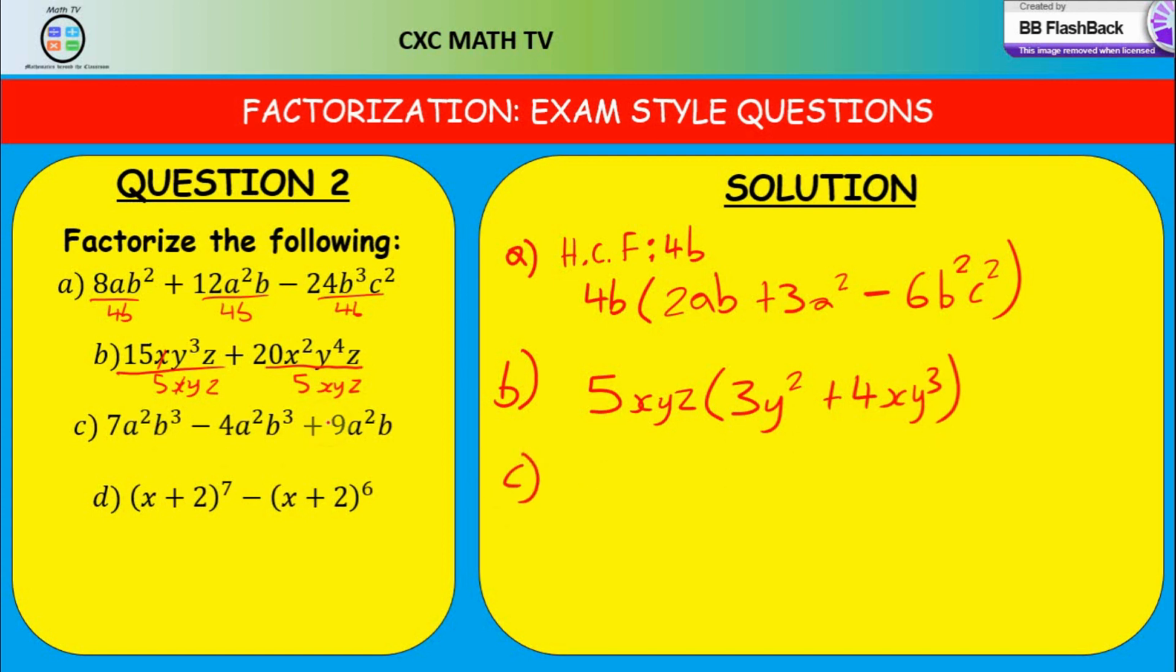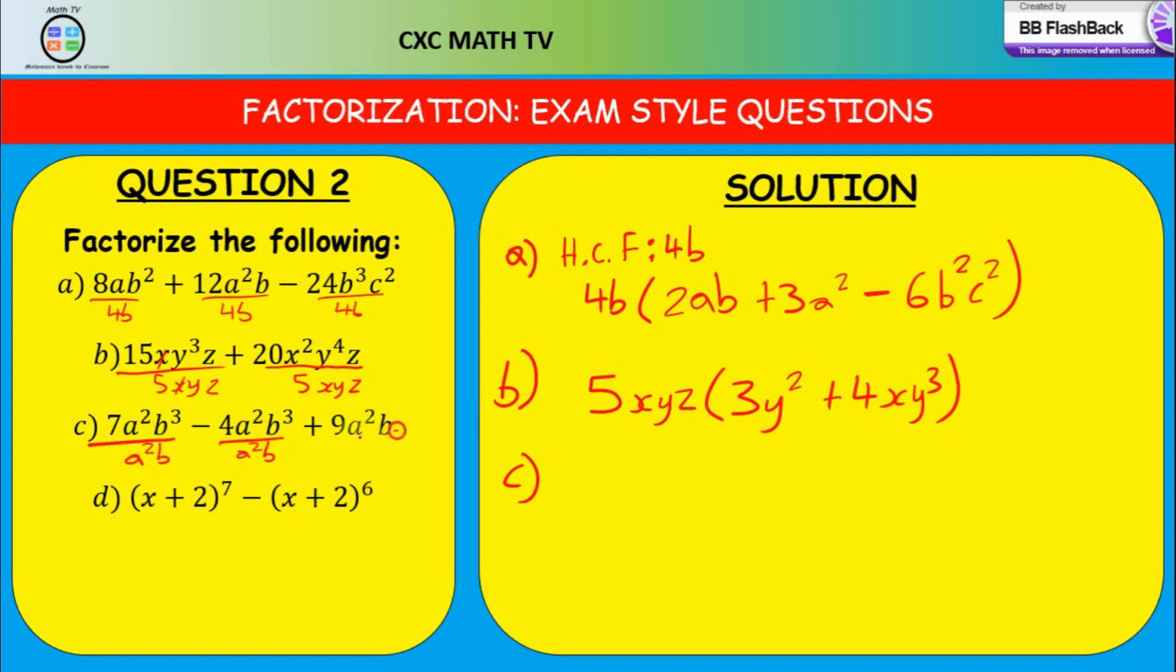Part C now. We notice what they have in common. Well, 7, 4, and 9, those numbers don't line up for us to easily see a common factor, because 7 is a prime number. So between 7, 9, and 4, the highest common factor is 1. So in that case, we take out what they have in common. They have a squared in common and b in common.